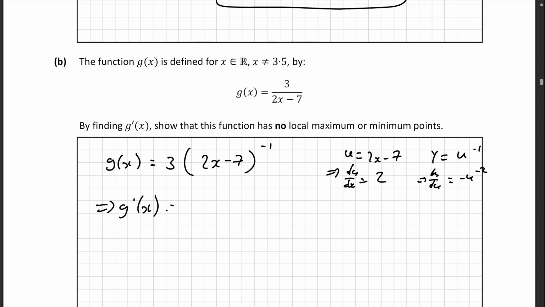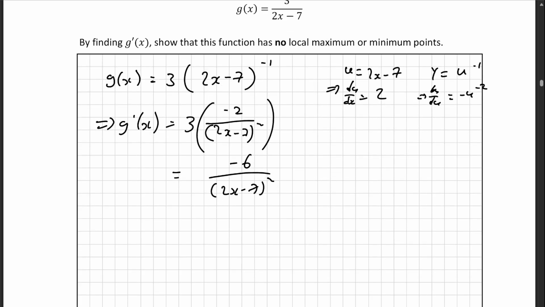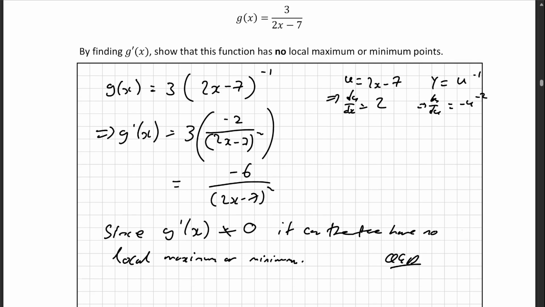So g dash of x equals 3 times minus 2 over 2x minus 7 squared, which is minus 6 over 2x minus 7 squared. Okay, now since g dash of x is never equal to 0, it can therefore have no local maximum or minimum. QED, because it's asking us to show that.